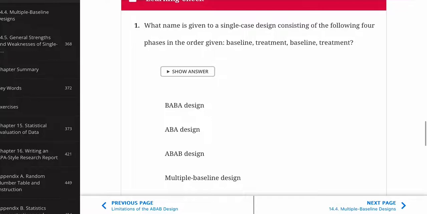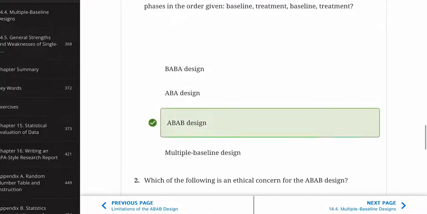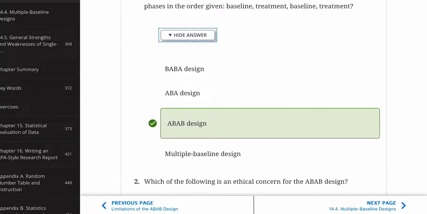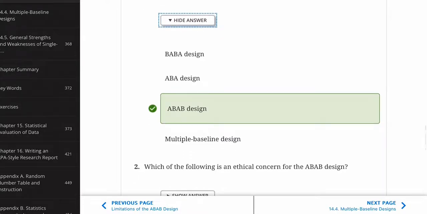Okay, so our learning check really quickly. What name is given to a single case design consisting of the following 4 phases in the order given? Baseline treatment, baseline treatment. Obviously, that's what we've talked about. That's the title of the chapter. It's ABAB. The BABA wouldn't make any sense because you have to have the baseline established beforehand. And ABA would just be baseline treatment, baseline, and there wouldn't be the chance for replication for the second treatment.